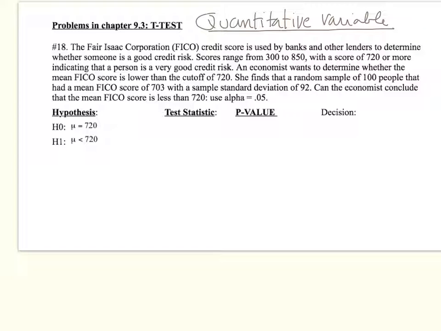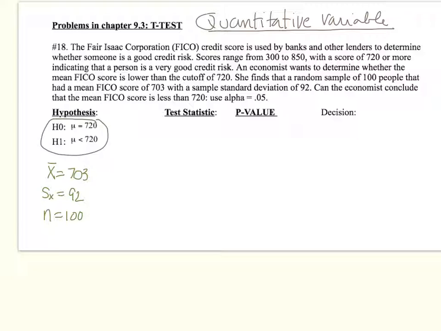So in this case, we will write down the hypothesis that we're interested in. We know what x bar is. X bar is 703. Mu is 720. Sx, we don't have the population standard deviation, so we have to use the t-test, is 92, and n is equal to 100. So we want those pieces of information before we start calculating the test statistic.